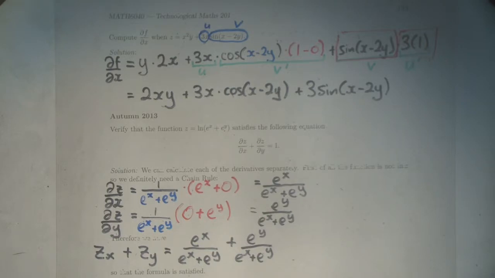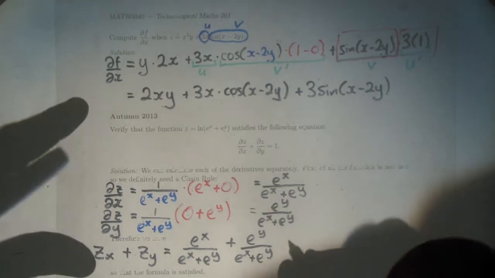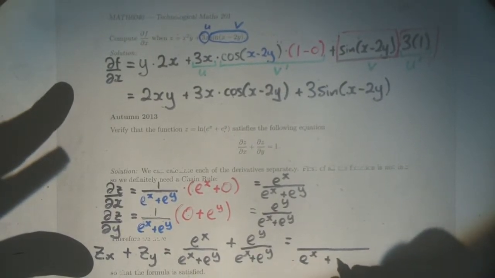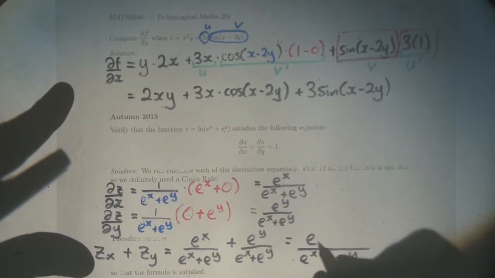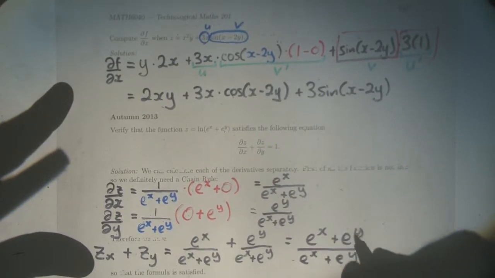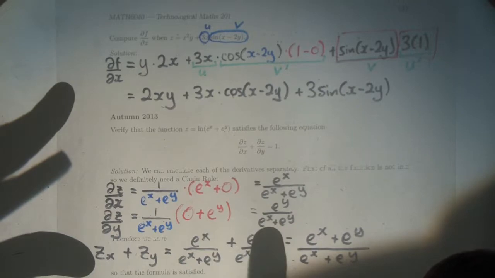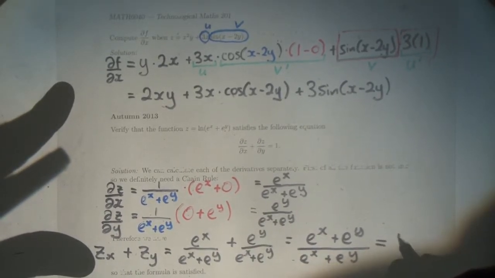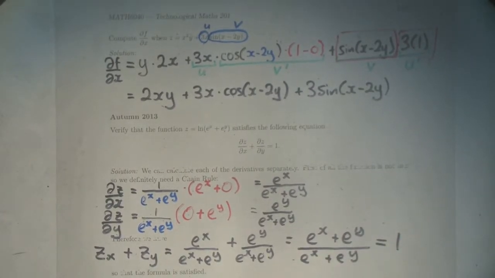What do you need to add fractions together? Same denominator. Bottom and same, so we have that. So you can add them together: e to the x plus e to the y over e to the x plus e to the y. Just like 2 sevenths plus 3 sevenths is 2 plus 3 sevenths. What's this equal to? 1. Does it satisfy the partial differential equation? Yeah. That's the kind of thing you could see.